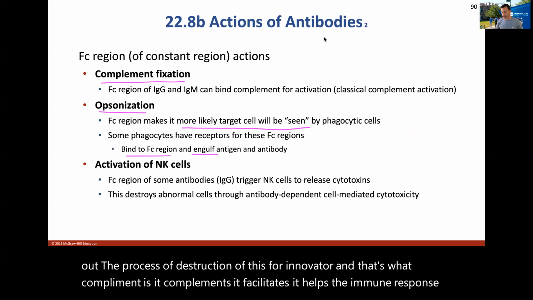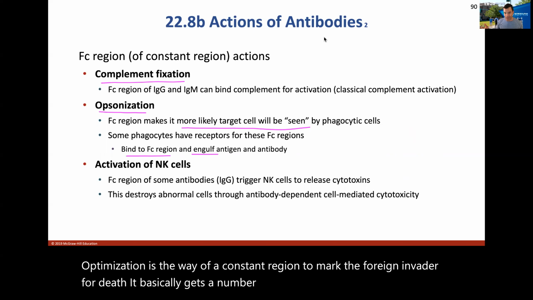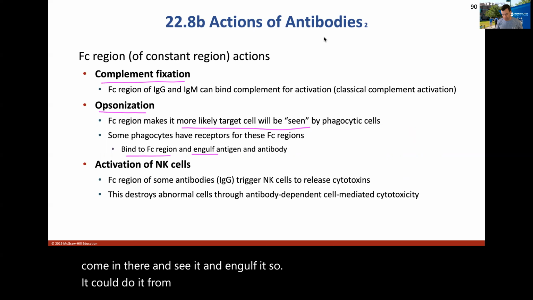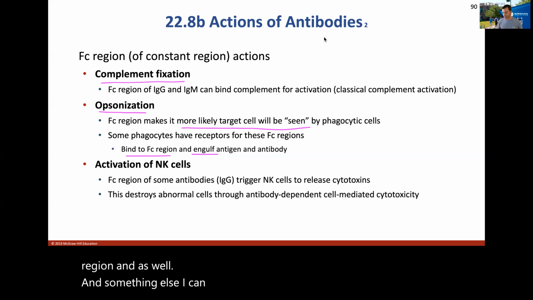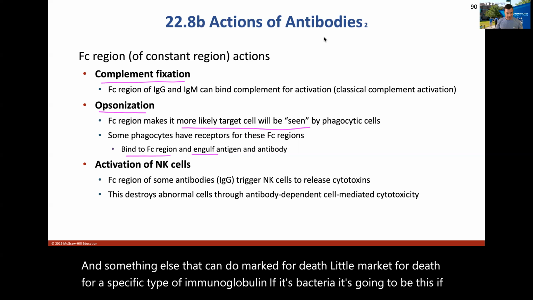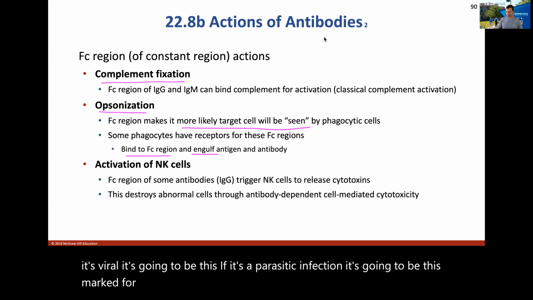Opsonization is the way of a constant region to mark the foreign invader for death. It basically gets a number of phagocytic type cells to come in there and see it and engulf it. So it can do it from the variable region end, and it can do it from the constant region end as well. And something else it can do, mark it for death for a specific type of immunoglobulin. If it's bacteria, it's going to be this. If it's viral, it's going to be this. If it's a parasitic infection, it's going to be this mark for death type of thing.